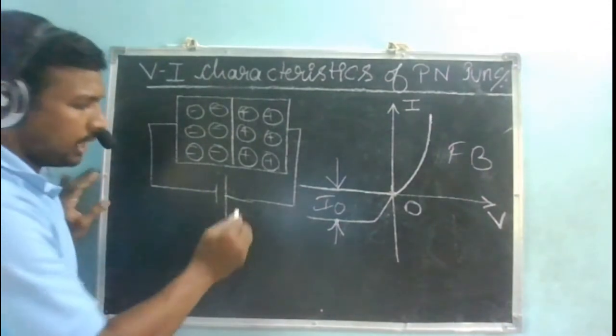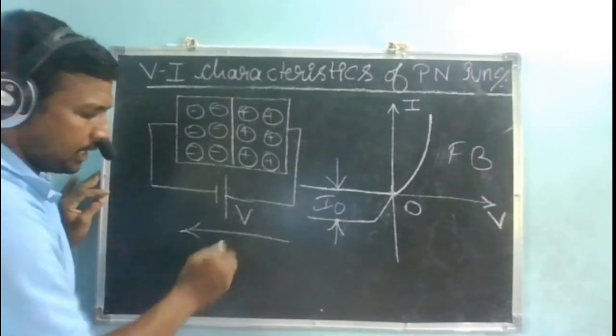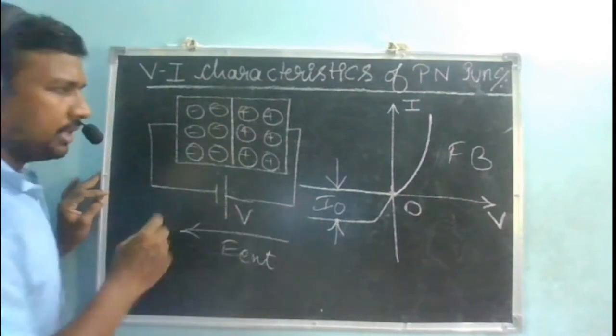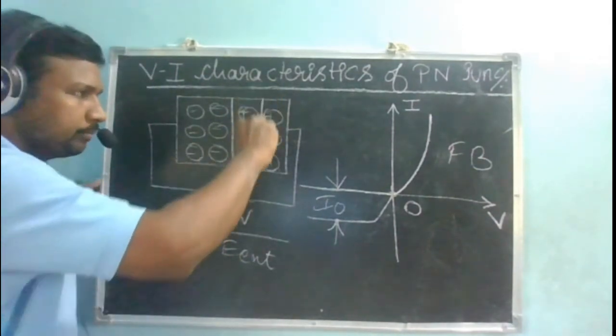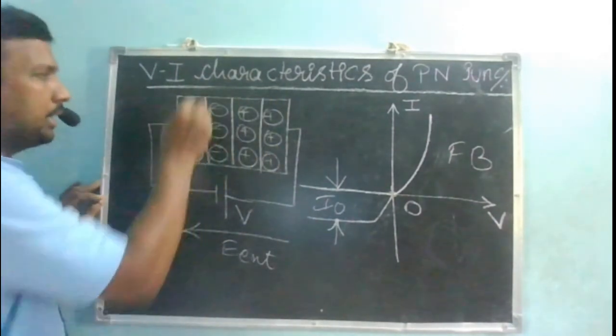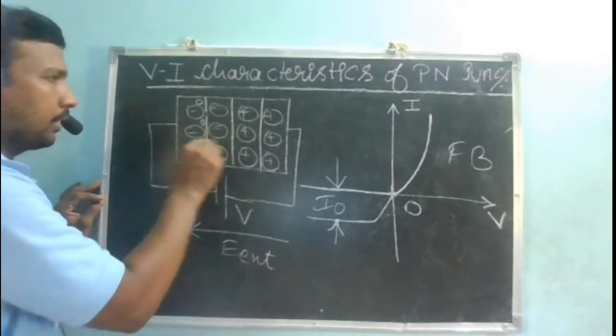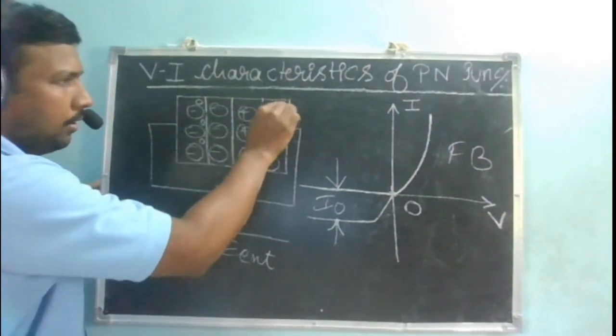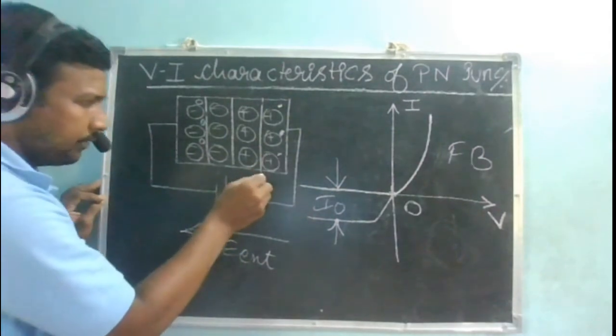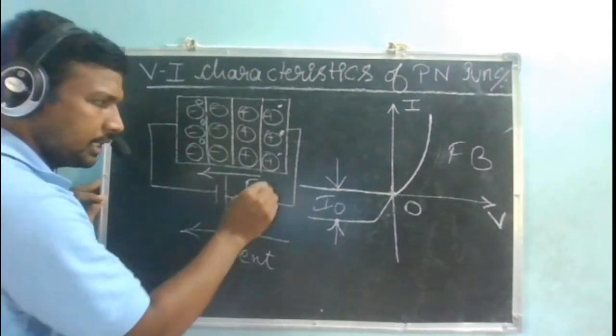So now what is going to happen? My external electric field is in this direction. Where is my internal electric field? My internal electric field is from N side to P side. This is the internal electric field.